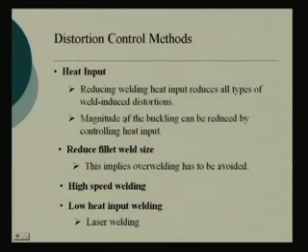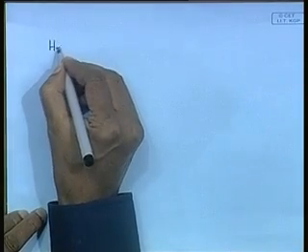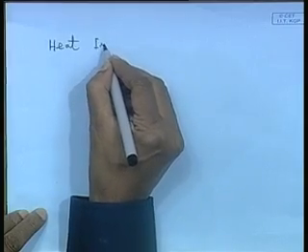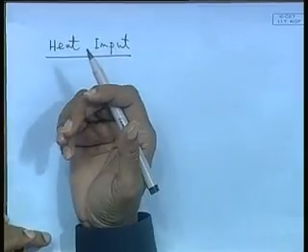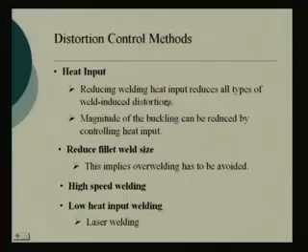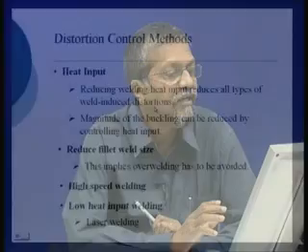And then continuing with the distortion control methods, next is heat input, because as we have seen, the primary aspect of the entire distortion is heat input. It is a thermal process, heat is going in, causing expansion, causing thermal stresses, and eventually resulting in structural deformation. So the best way would be to reduce welding heat input, which reduces all types of weld induced distortions we have talked about.